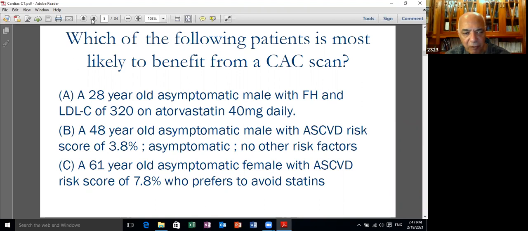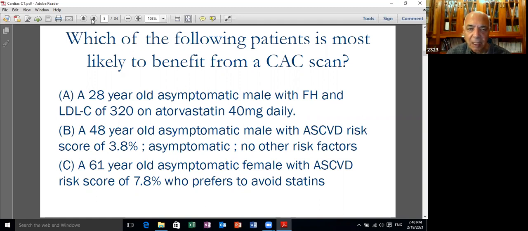B, a 48-year-old asymptomatic male with atherosclerotic cardiovascular risk score of 3.8, asymptomatic, no other risk factors. And C is a 61-year-old asymptomatic female with atherosclerotic cardiovascular disease risk of 7.8 who prefers to avoid statin. The correct answer here is actually C.